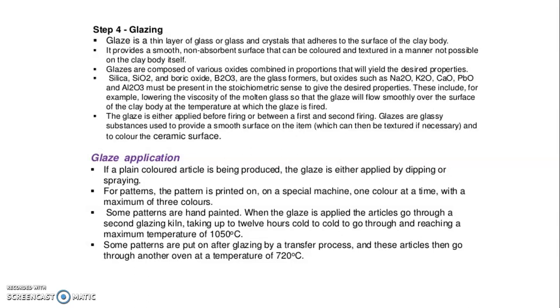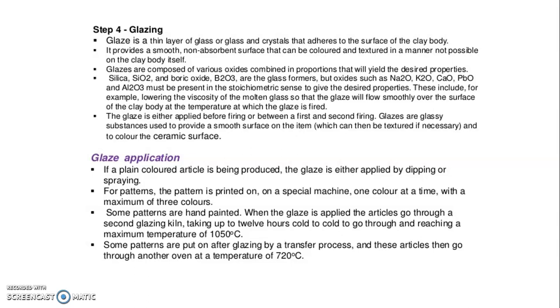These include, for example, lowering the viscosity of the molten glass so that it will flow smoothly over the surface of the clay body at the temperature at which the clay glaze is fired. The glaze is either applied before firing or between a first and second firing. Glazes are glassy substances used to provide a smooth surface on the item and to color the ceramic surface.